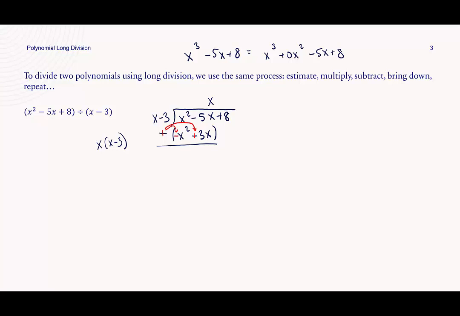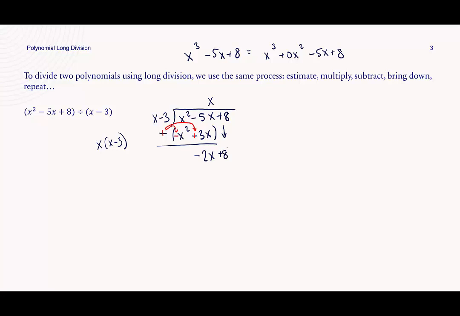X squared and negative x squared cancel. That was the whole goal of this, was to get those to cancel. Negative 5x plus 3x, right? This is now a positive 3x, is negative 2x. And then we're going to bring down the next term, plus 8. Now we repeat the process.